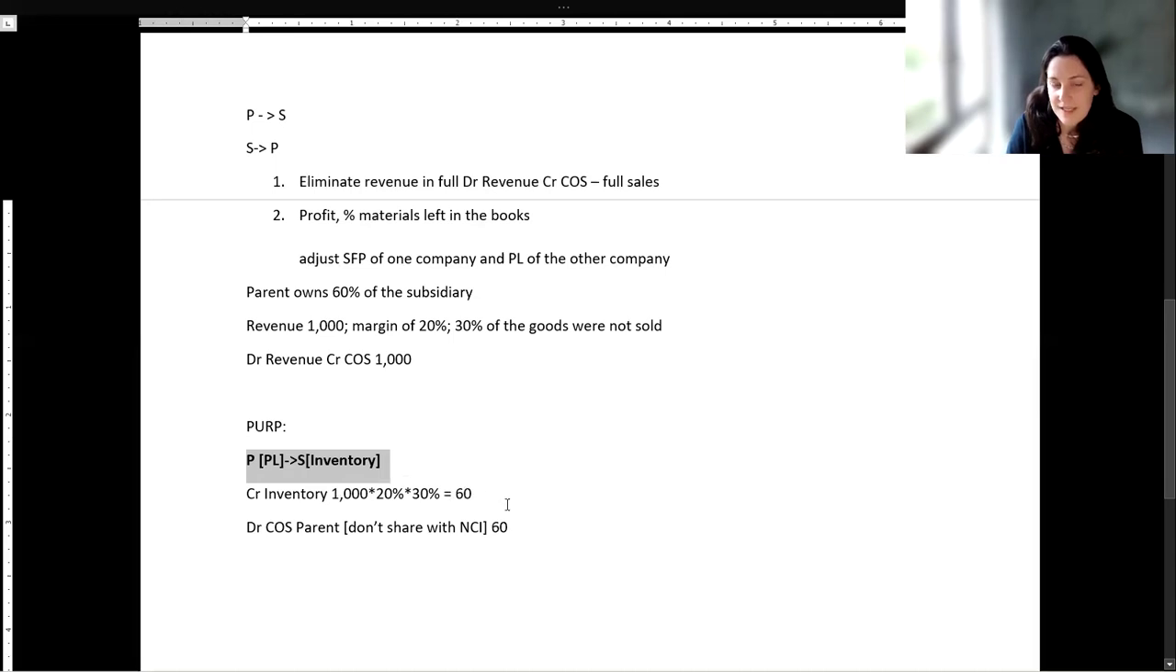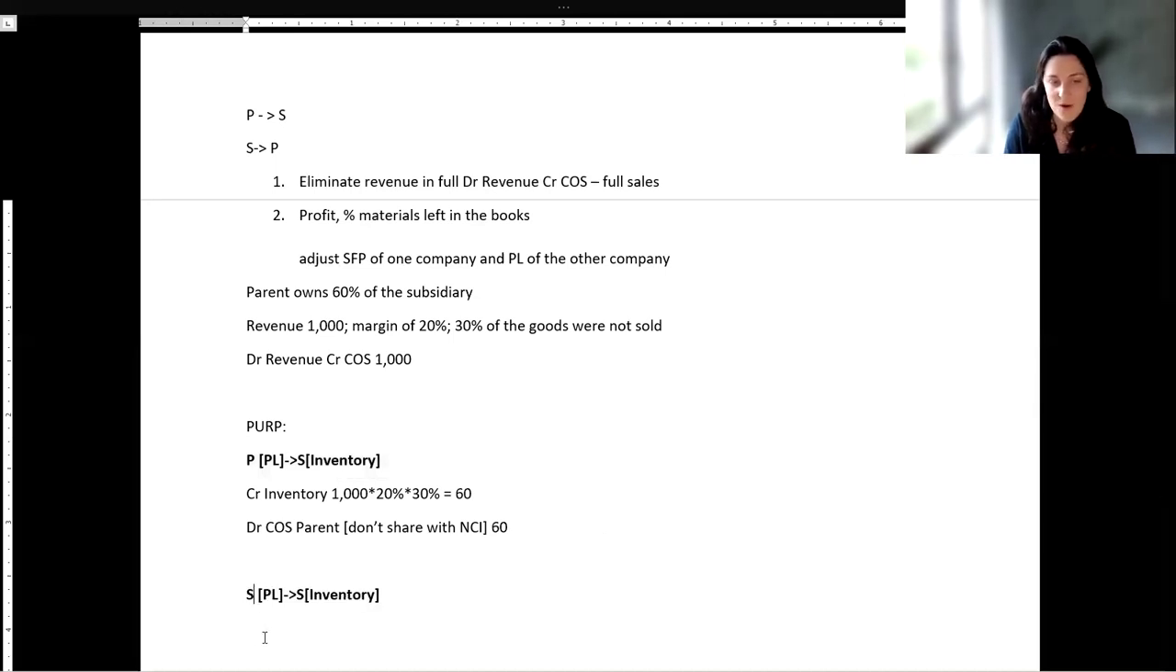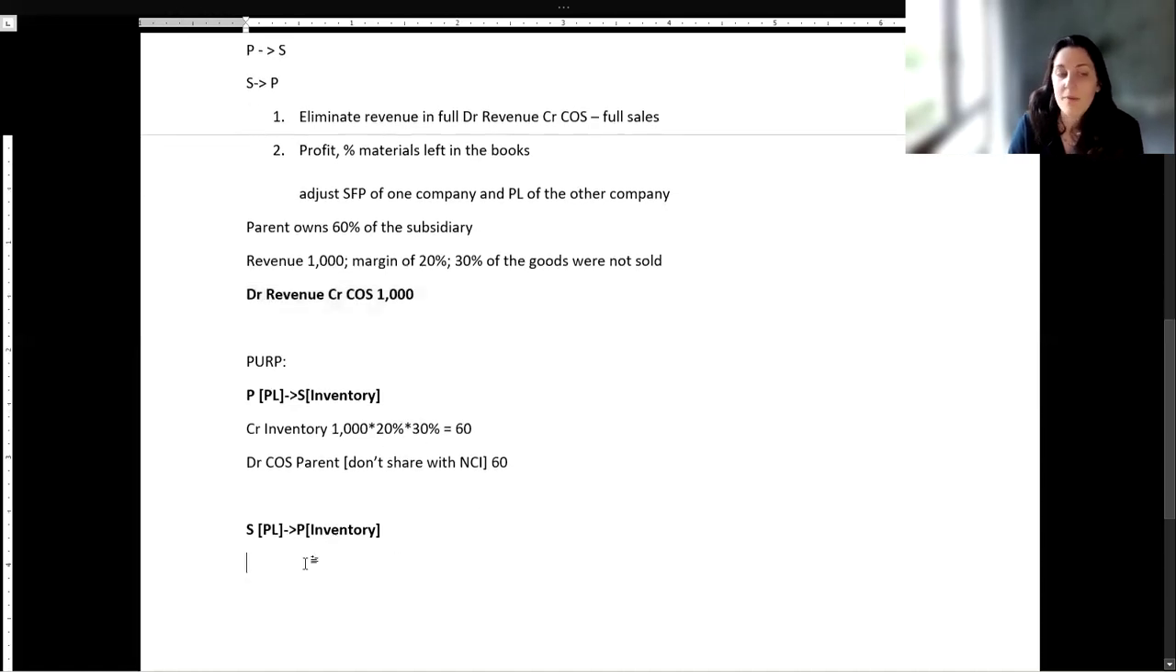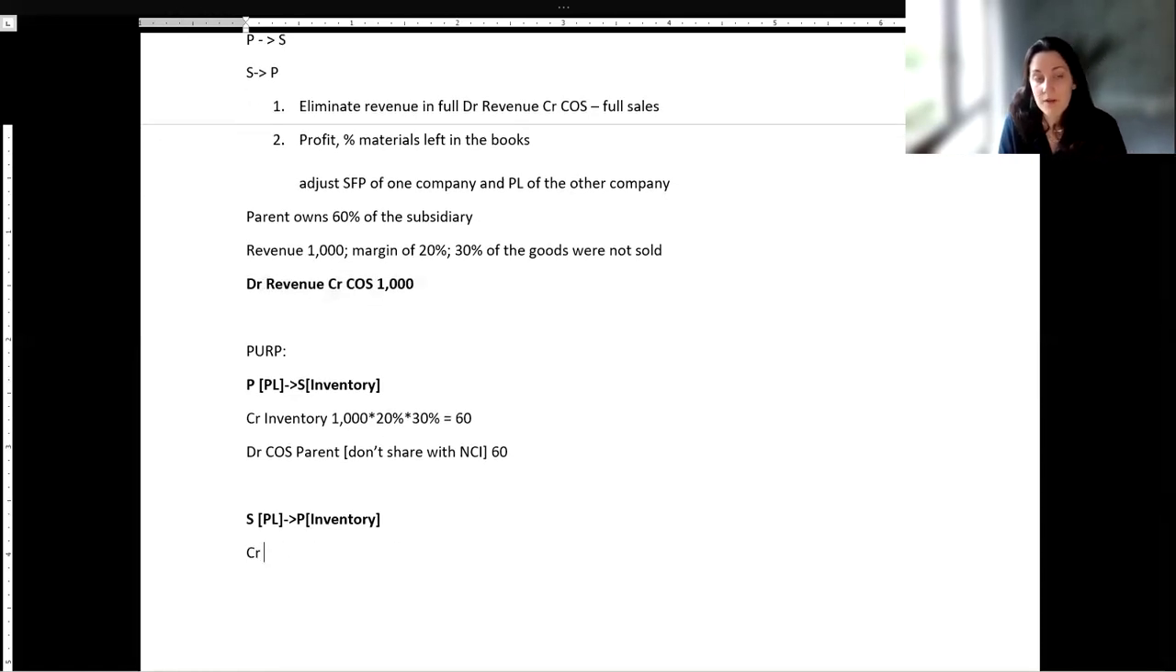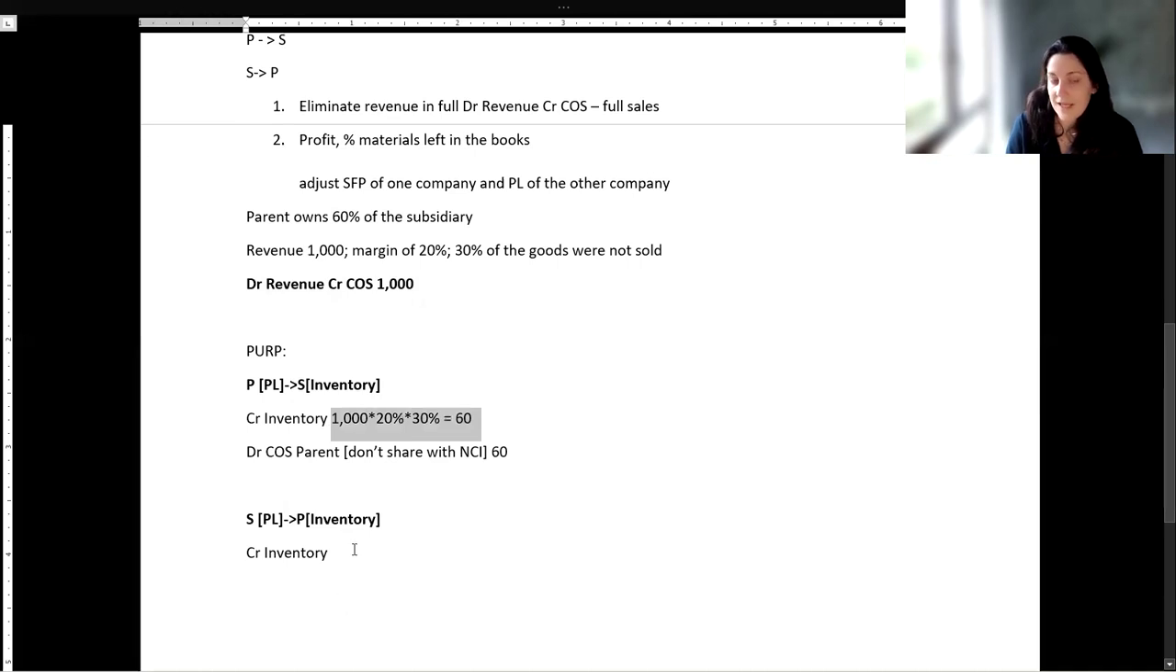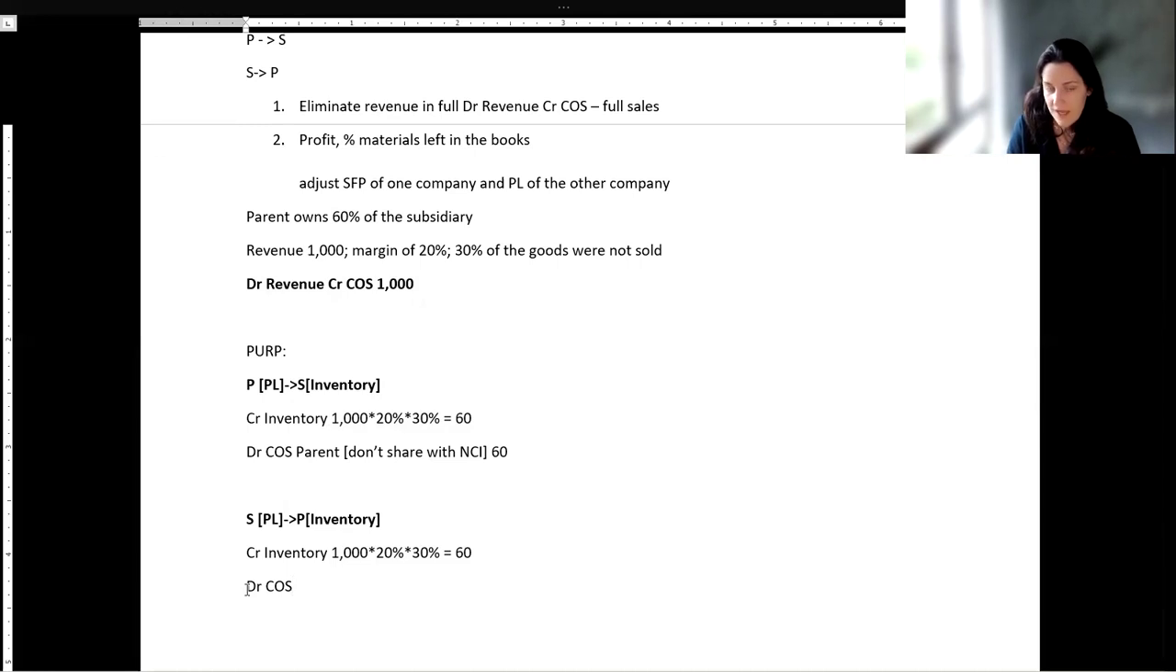Now, what will be different if the situation is the opposite? If it is a subsidiary that sells to the parent. If subsidiary sells to the parent, we still are going to eliminate revenue and cost of sales in full. But in this situation, when we are going to credit inventory, it's going to be inventory of parent. The adjustment is going to be made in the same amount. But when we are going to adjust cost of sales, it will be cost of sales of subsidiary. And cost of sales of subsidiary means that it's going to be shared with NCI.